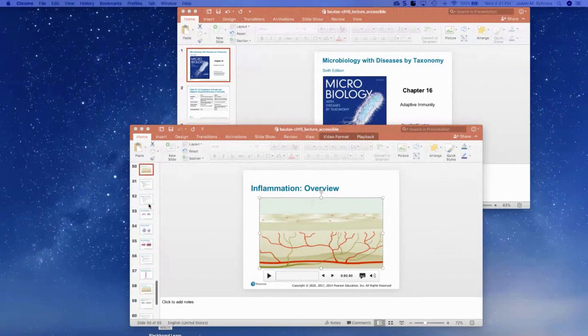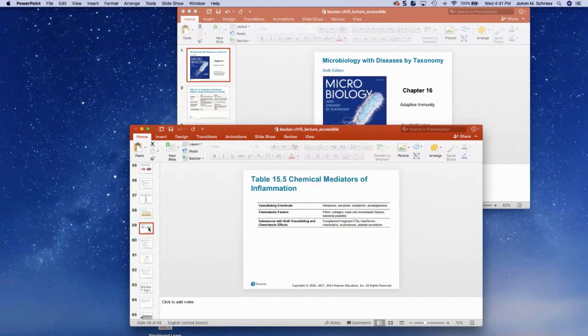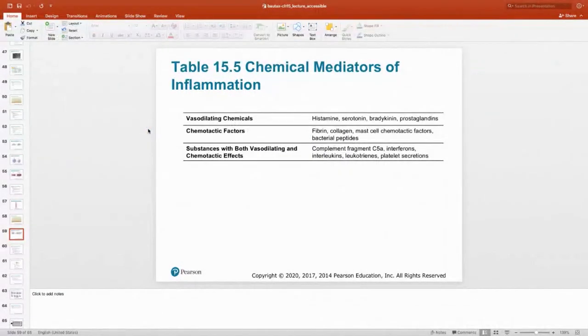All right, so we've already gone through most of these. Okay, so these are the chemical mediators that Dr. Bowman was talking about in his video that contribute to the inflammation.